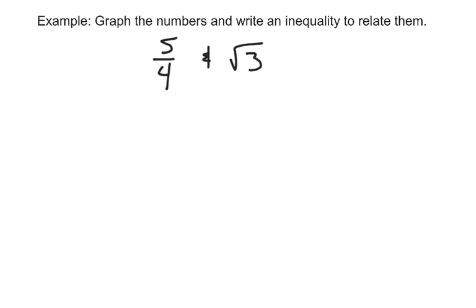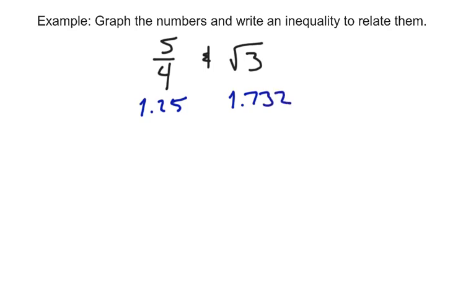What does that mean, to graph the numbers? Well, that just means to put them on a number line. And before we can do that, it's a good idea to get a decimal representation for each of the numbers. Now you can grab your calculator, divide 5 by 4, and we get 1.25. And the square root of 3 is 1.732.